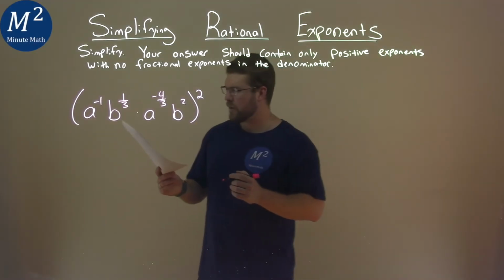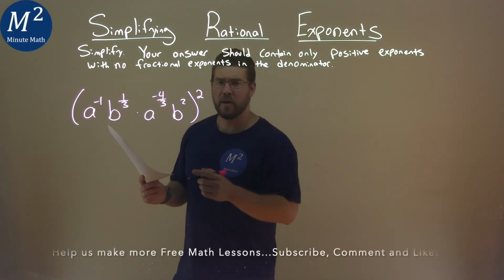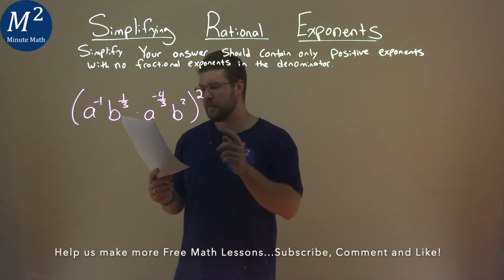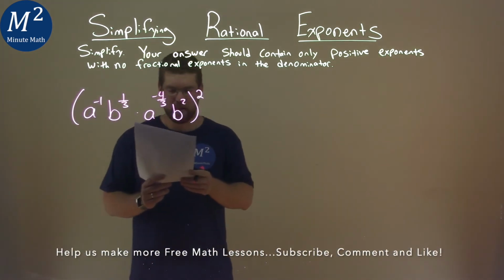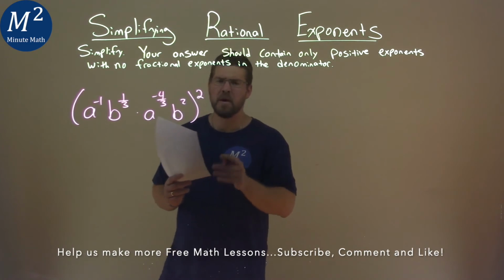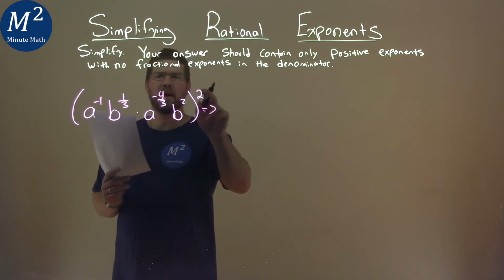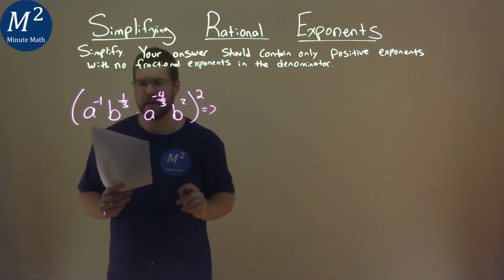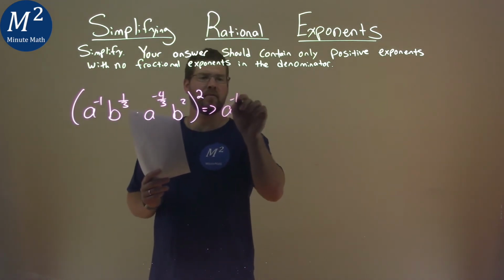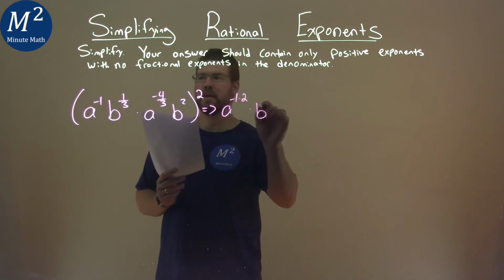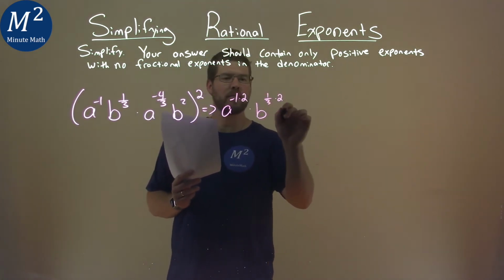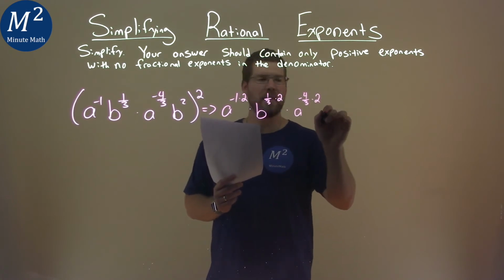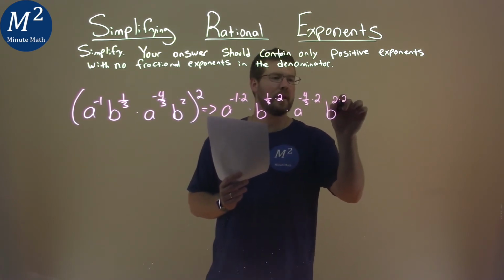We're given this problem right here, a to the negative 1 power, b to the 1/3 power, times a to the negative 4/3 power times b squared, all to the second power. And we gotta simplify. Well, first thing I'm gonna do here is distribute the second power, really being multiplied to each one of the exponents inside here. So we have a to the negative 1 times 2, times b to the 1/3 times 2, times a to the negative 4/3 times 2, and then we have b to the second power times 2.